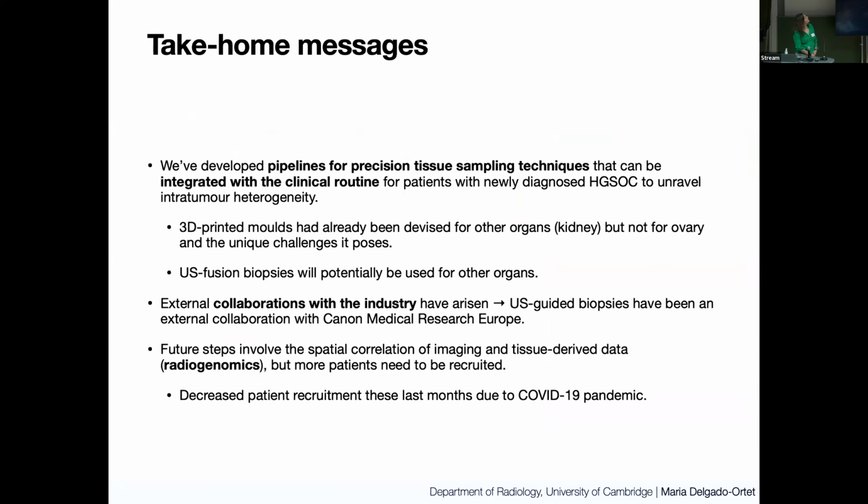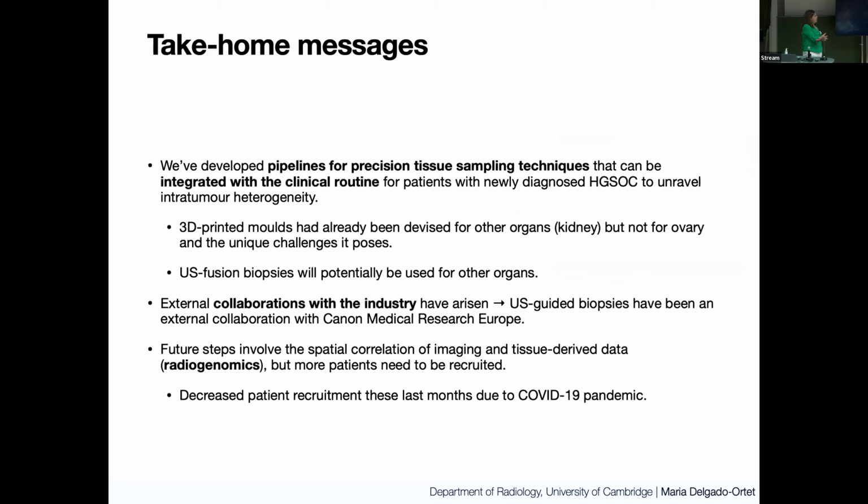So my take-home messages today would be that we've developed pipelines for precision tissue sampling techniques in the clinic, so we can better understand tumor heterogeneity. Both techniques can potentially be used for other organs. In fact, 3D printed molds have already been used for kidney. And ultrasound biopsies, we will potentially use them as well for kidney.